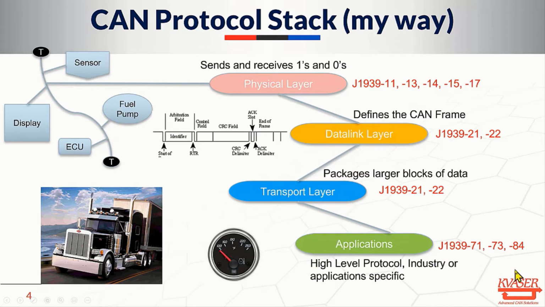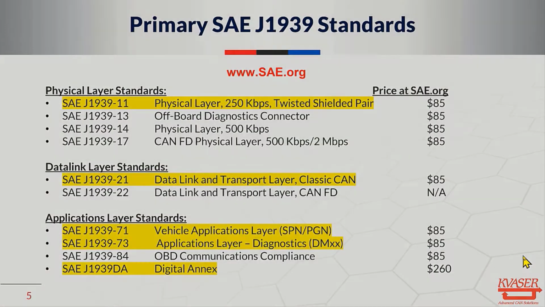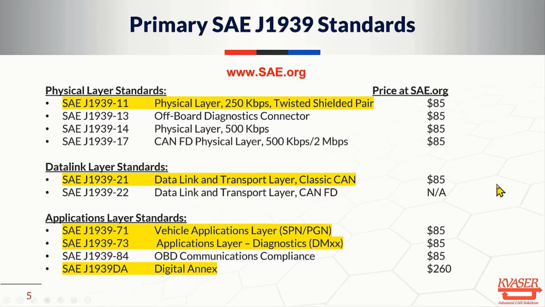The application layer is where 95% or so of the work is done in J1939, and the specifications we will work with are -71, -73, and I'll mention -84. So these are, again, J1939 specifications. I threw this slide in. There are 10 of these specifications, which isn't all of them mentioned on this slide, and the 5 that are highlighted are the ones that we'll be working with directly in this presentation.